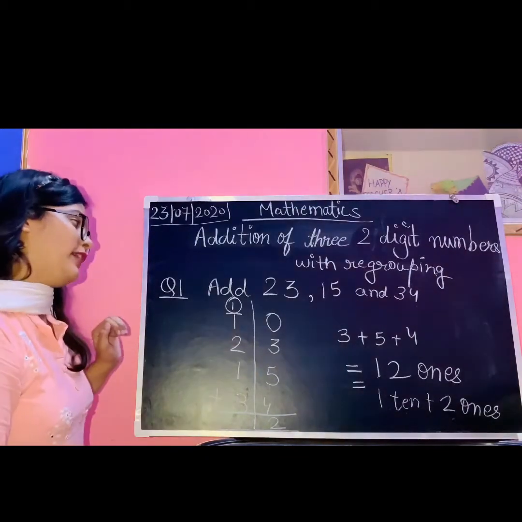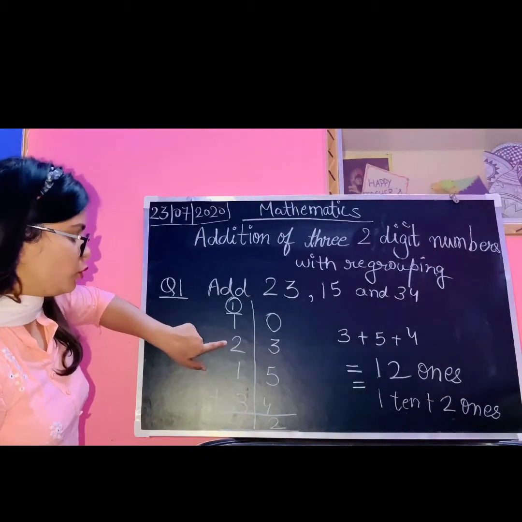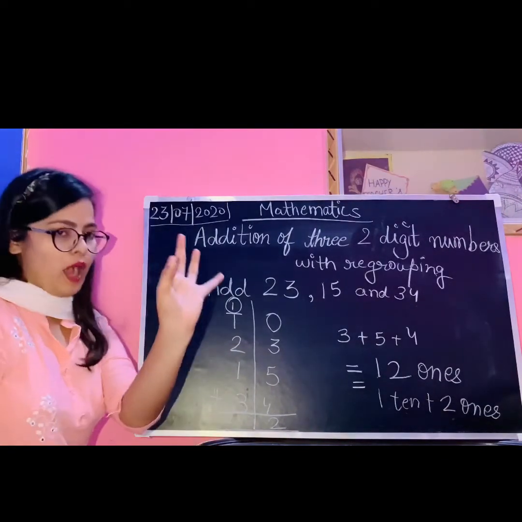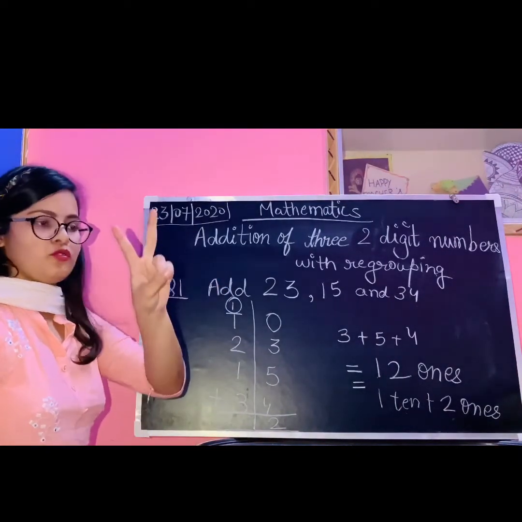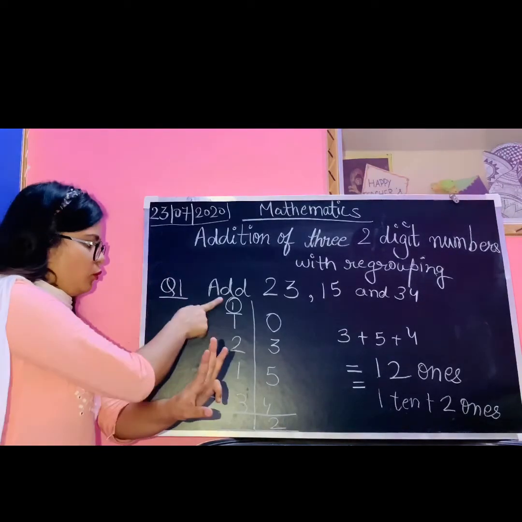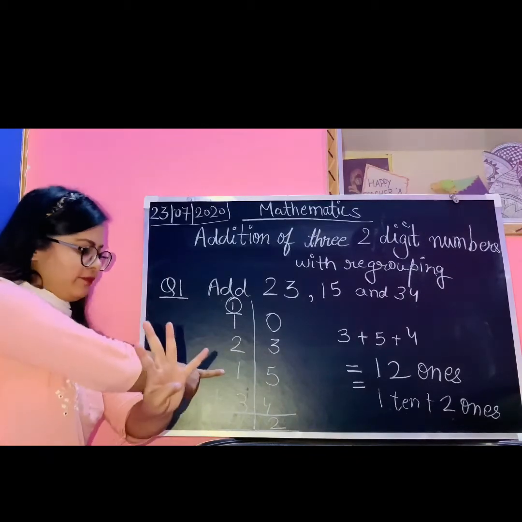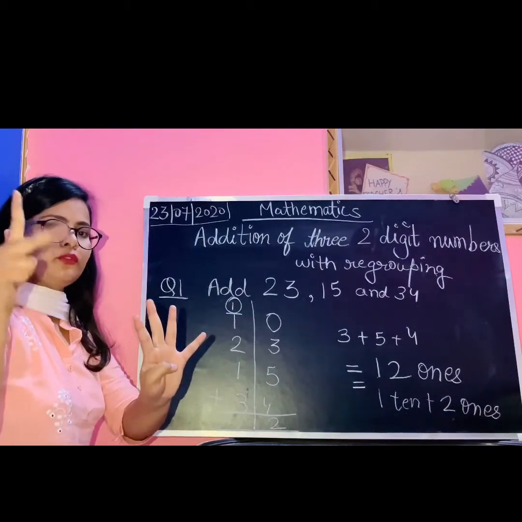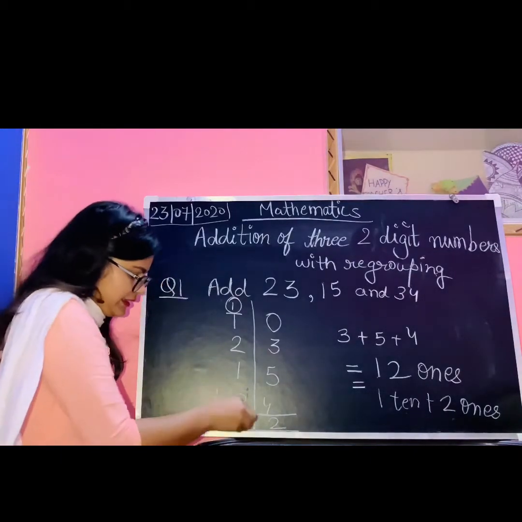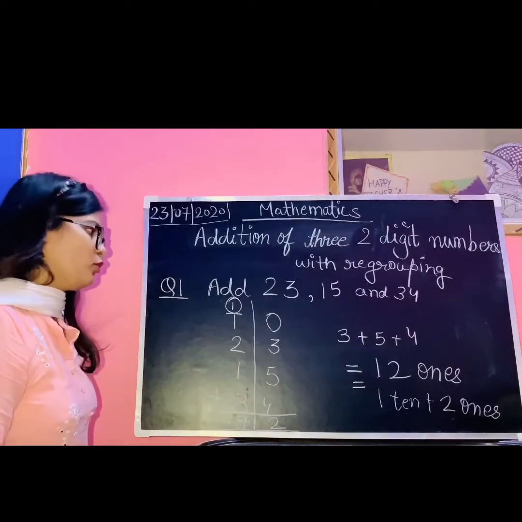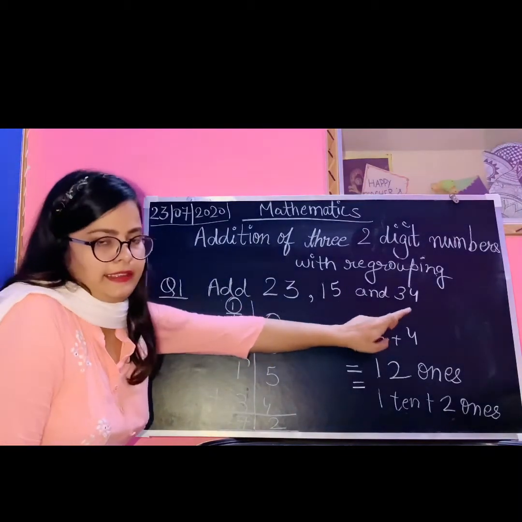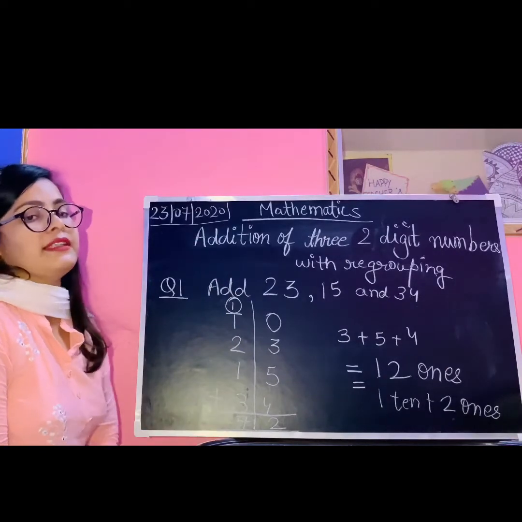Okay, now we have to add 2, 1, 3 and 1. So let's count. 1, 2, 3, and then again 1, and now 3. 1, 2, 3. Now total are 4, 5, 6, 7. Yes, so answer is 72. Means when I add 23, 15 and 34, my answer will be 72.